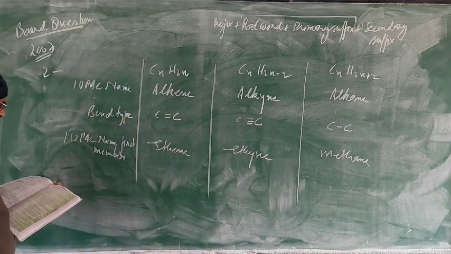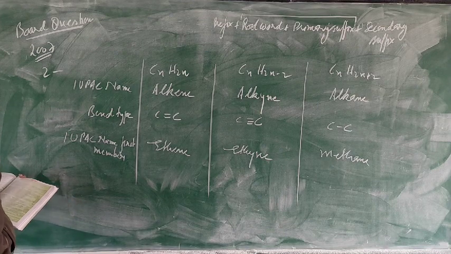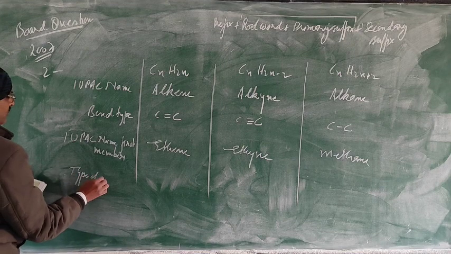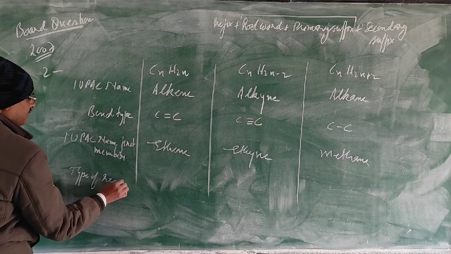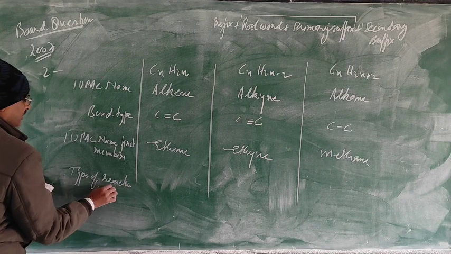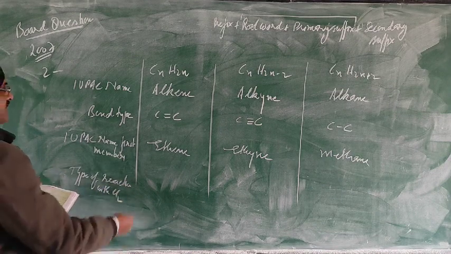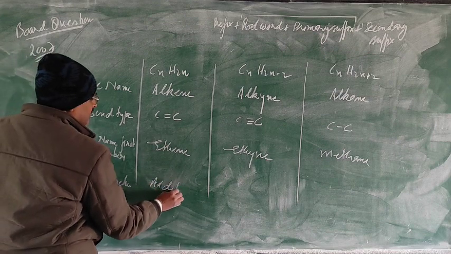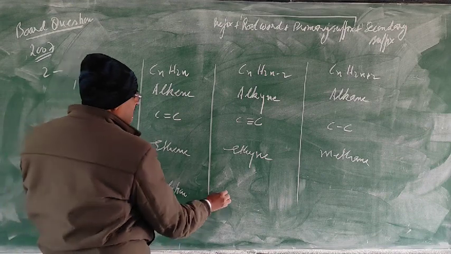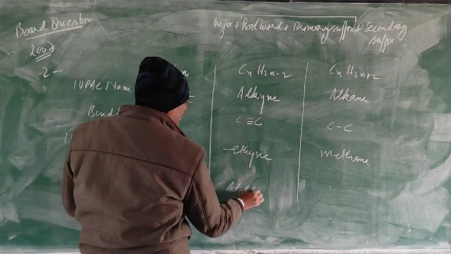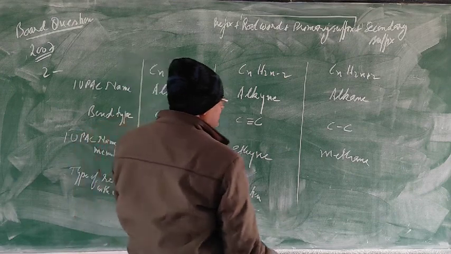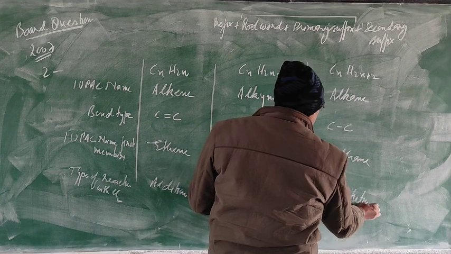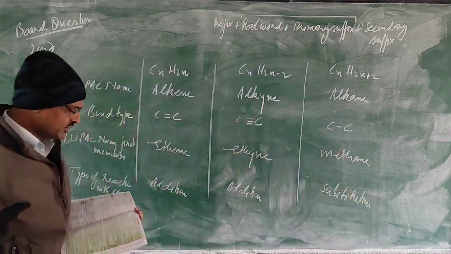Then remember the type of reaction with chlorine. Since a double bond is there, this will give addition. This will also give addition, and that will give substitution. So this is also a very important question.